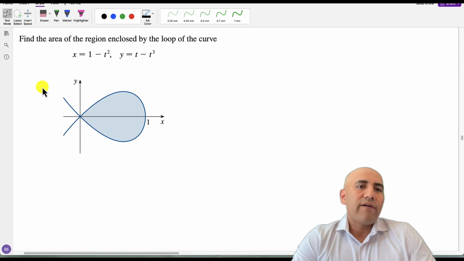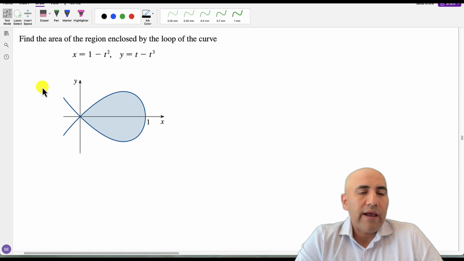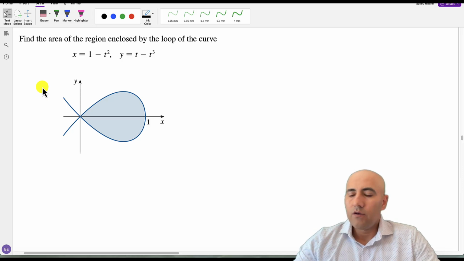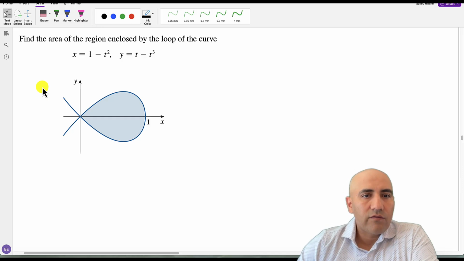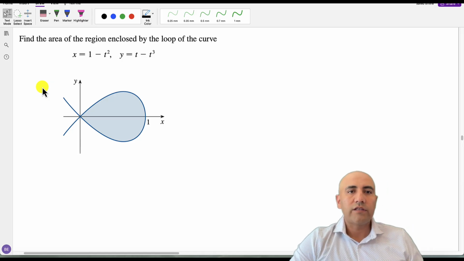So for example, find the area of the region enclosed by the loop of the curve x equals 1 minus t squared, y equals t minus t cubed. Okay, so the graph is given right here. Let's put this in Desmos ourselves to see how we can recreate this, and then we want to see how we can get this area in blue. So let's go over to Desmos.